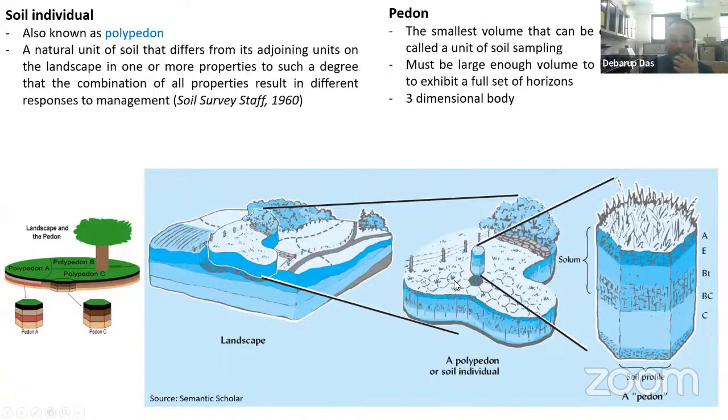So characteristics are more or less similar to the extent that they respond similarly to similar management practices. And outside that soil individual, in another soil individual, they will respond differently to similar management practices. So a natural unit of soil that differs from its adjoining units on the landscape in one or more properties to such a degree that the combination of all properties results in different responses to management.